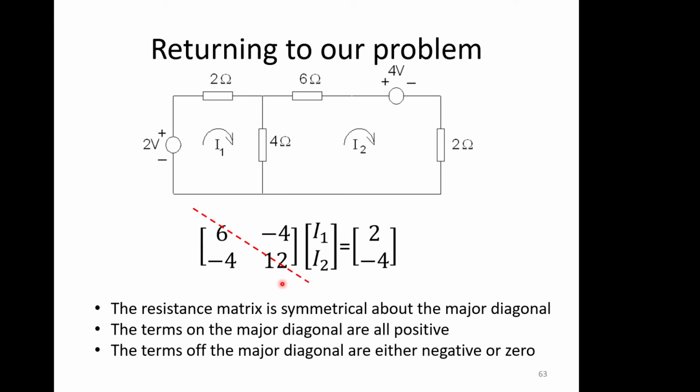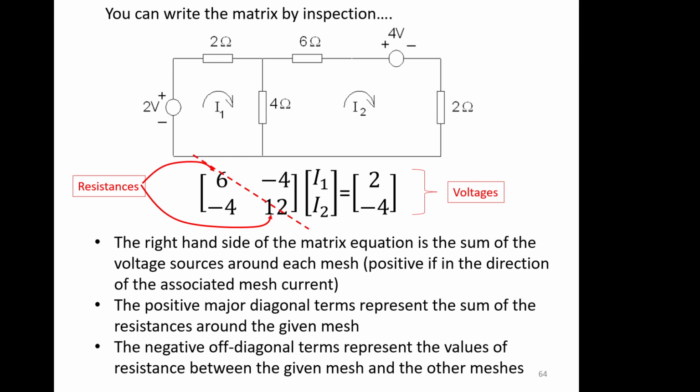So the resistance matrix is symmetrical about the major diagonal. So here's the major diagonal and here's the symmetry. They're both minus 4. The terms on the major diagonal are all positive. So these are little tricks to make sure you've actually managed to construct your matrix correctly just by looking at it. And the terms off the major diagonal are either negative or 0. So if they don't abide by these rules, then you've created your matrix wrong. You've made a mistake somewhere in your algebra. So these are just ways of testing what's going on.